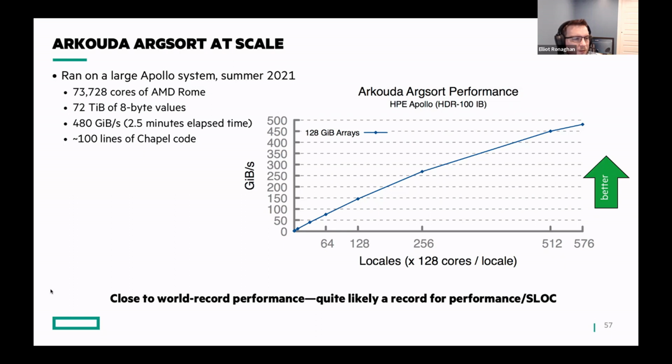So regardless of the world record standing, we definitely think this is a record for performance per source lines of code, right? You could write significantly more complicated sorts that do much more locality aware sorts of operations, but the implementation complexity and the maintenance complexity of that goes up significantly. So I really think this is a nice demonstration of you can have high level productive code that still has excellent performance and excellent scalability.